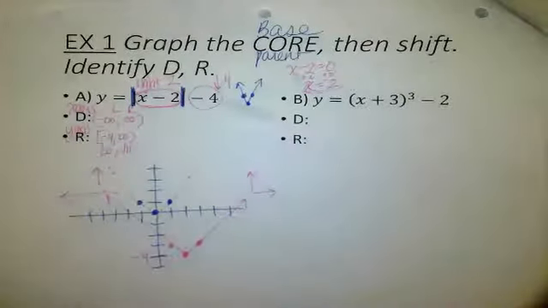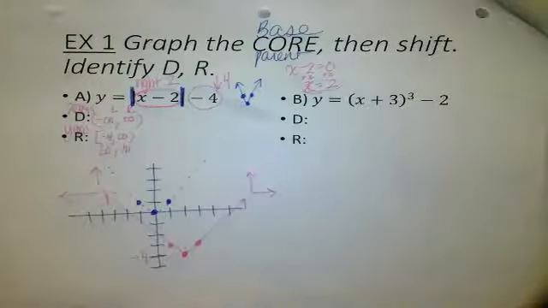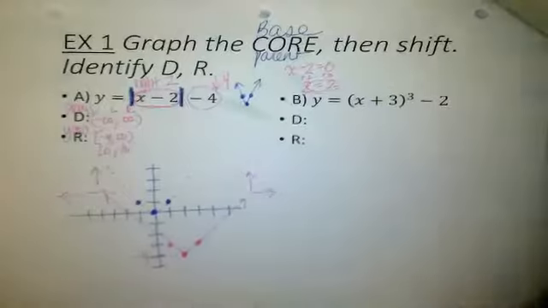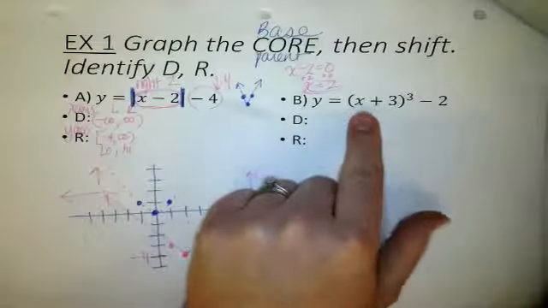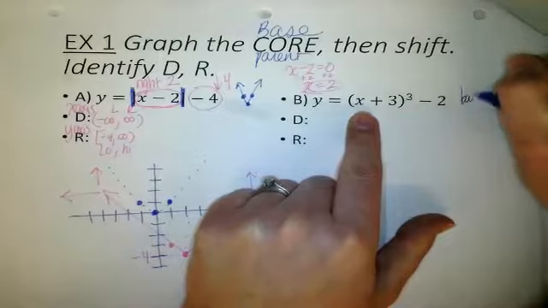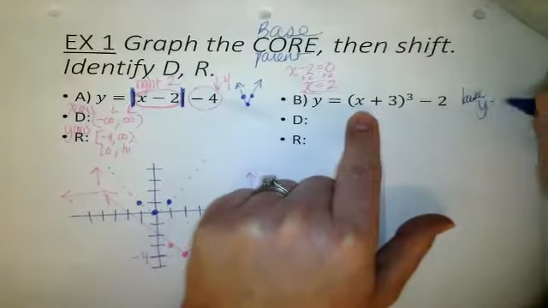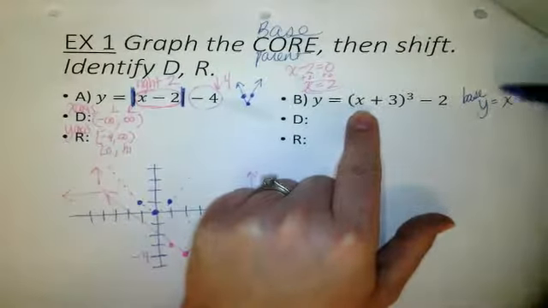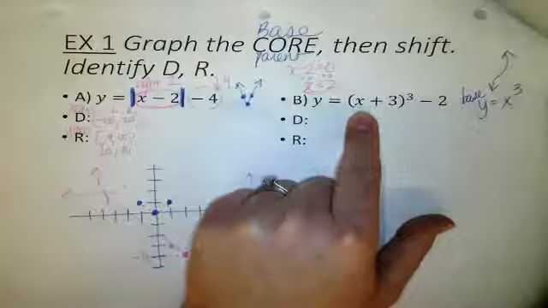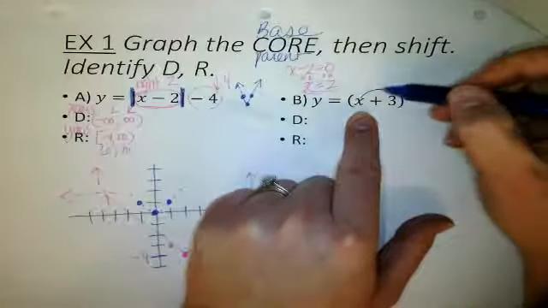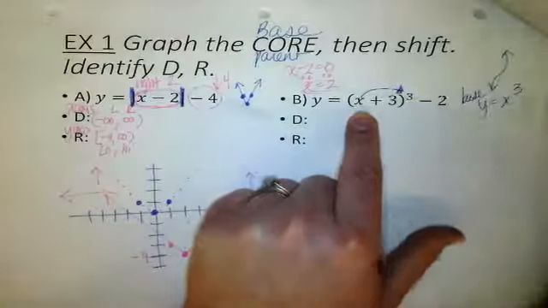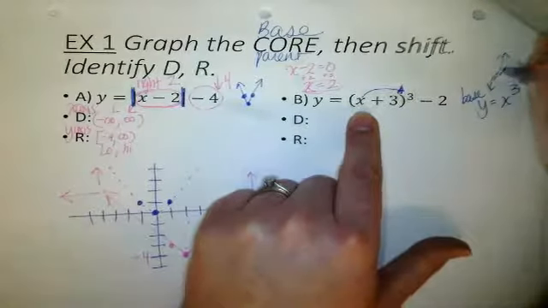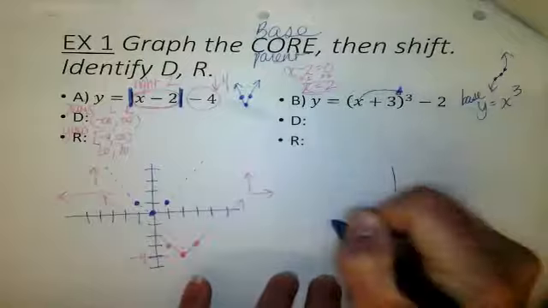Okay, letter B. What is our base graph? Basic shape here. Yeah, the slide. Very good. So this is y equals x cubed, or that slide function, because it's x to the 3rd power. All right. And so that had 3 dots on the diagonal. So those are my 3 dots we're going to start with.